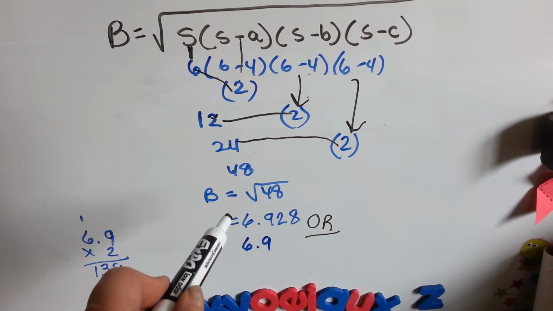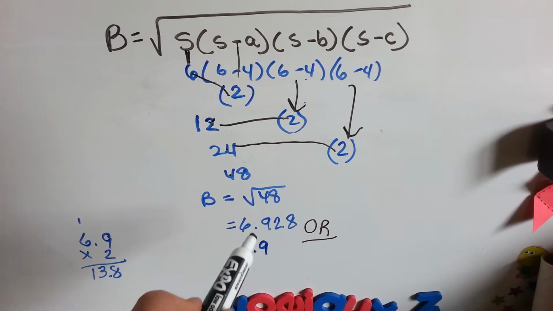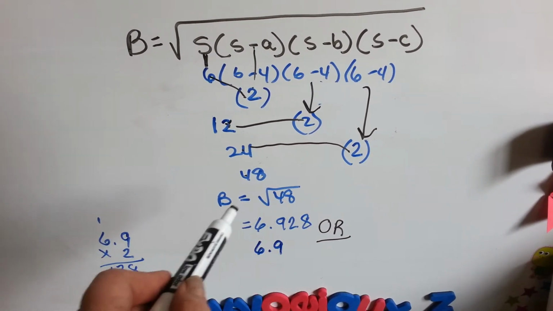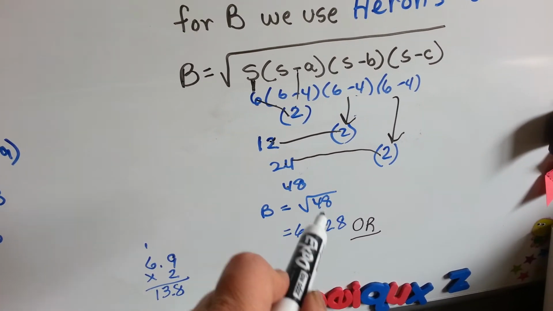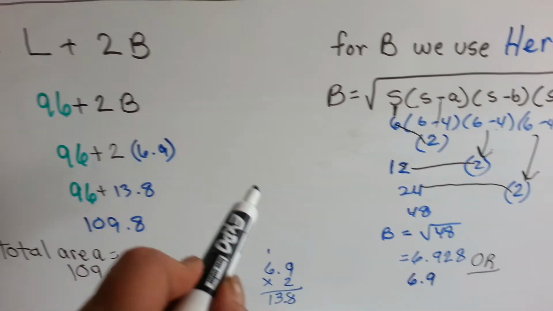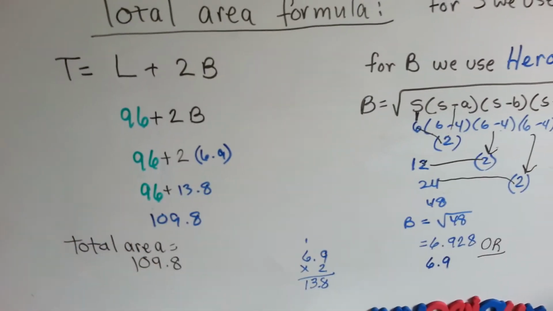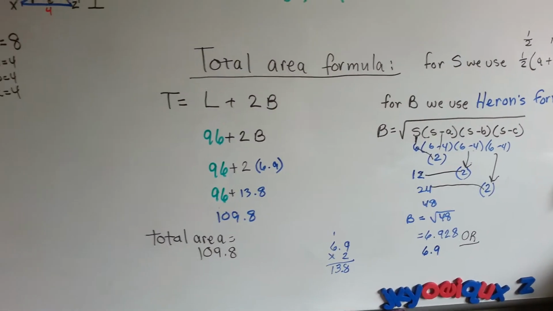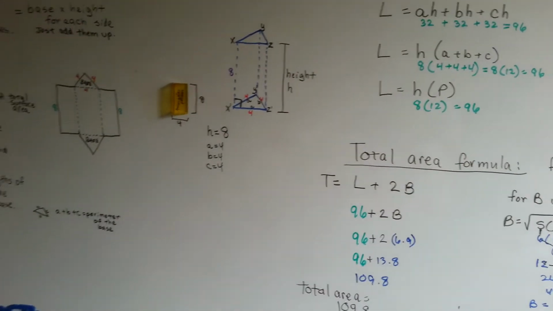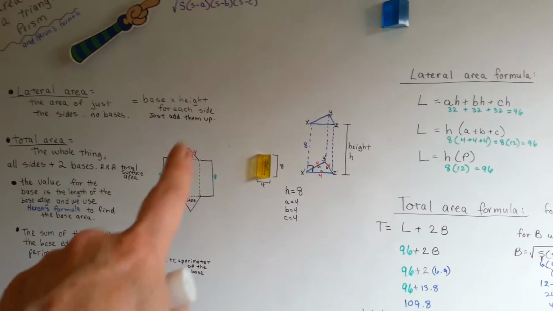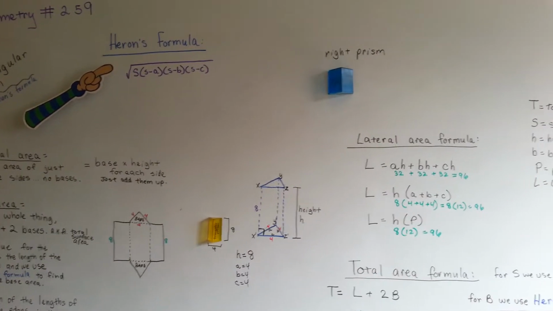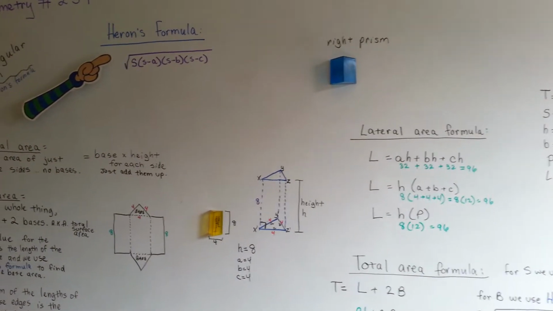So, you can use your calculator or a chart to find out what the square root of that number is, and then don't forget that you still need to multiply it by 2, all right? So that is finding the total area for a triangular prism. Keep in mind that's what it looks like opened up, and you need to find the area for all of that. It's not really hard.